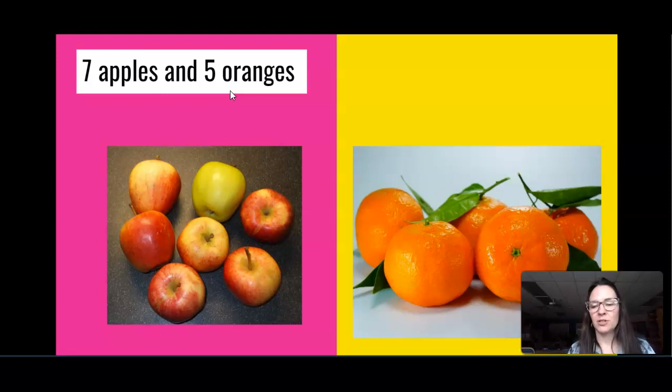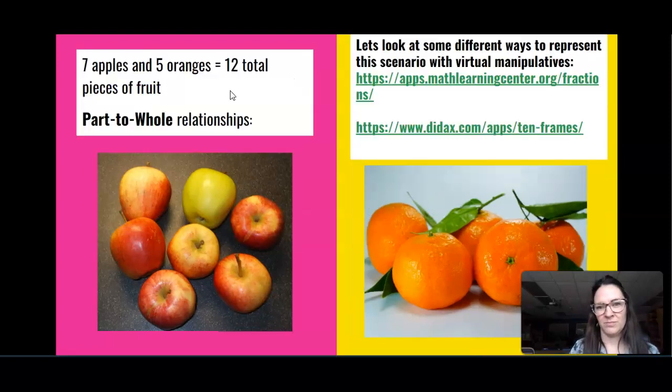Today, I want you to refresh your memories about what you know about fractions. If I have 7 apples and 5 oranges, how could this be represented as a fraction? When we have apples and oranges, we have to think about the number of apples to the total number of fruit, or the number of oranges to the total number of fruit. We cannot make a fraction out of apples and oranges. This is a part-to-whole relationship.